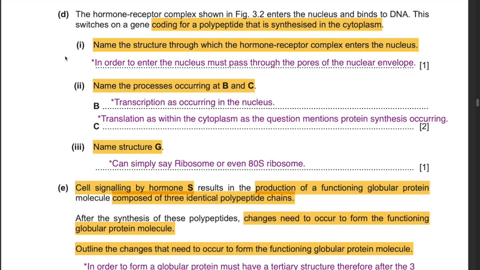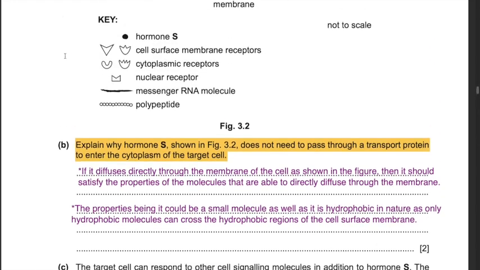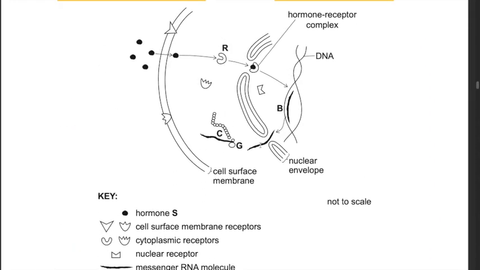Part D. The hormone receptor complex shown in figure 3.2 enters the nucleus and binds to DNA. This switches on a gene coding for a polypeptide that is synthesized in the cytoplasm. Part 1. Name the structure through which the hormone receptor complex enters the nucleus. If you go to this diagram over here, it should pass through the nuclear envelope, and it should pass through the pores of the nuclear envelope.